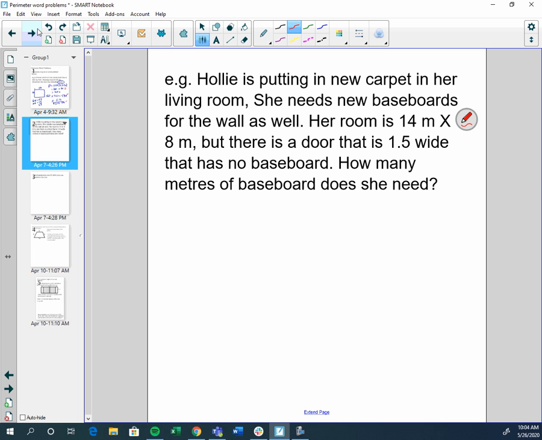Here's a brand new question. Holly's putting a new carpet in her living room. She needs new baseboards for the wall as well. Her room is 14 meters by 8 meters, but there's a door that's 1.5 meters wide that has no baseboard. How many meters of baseboard does she need?